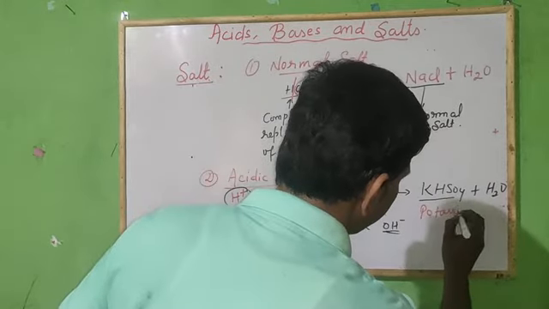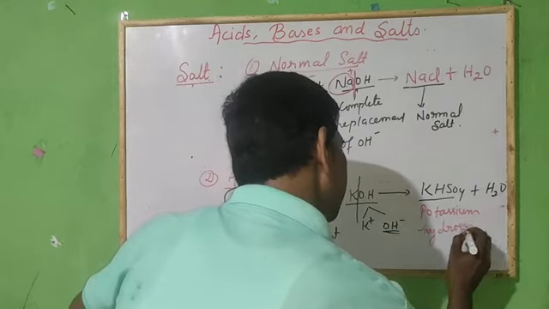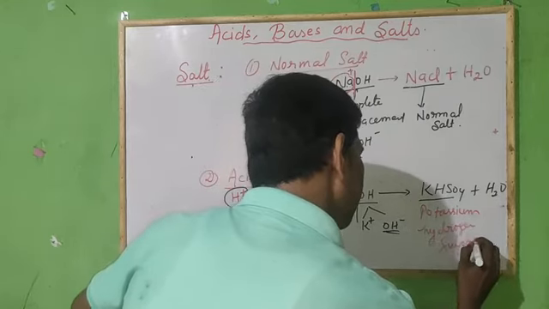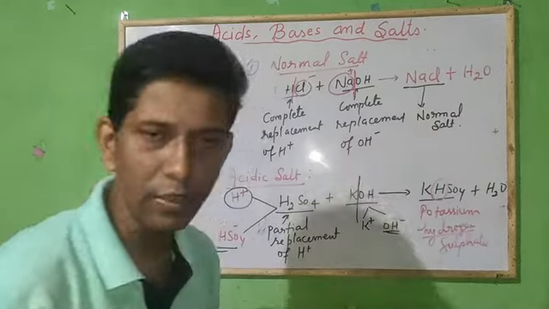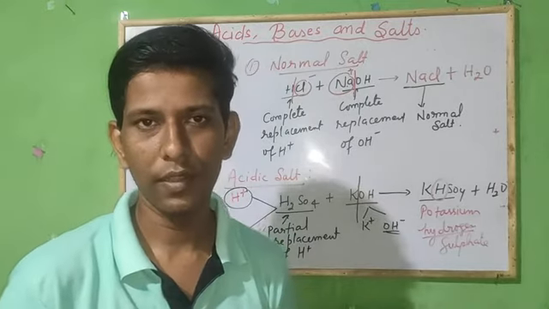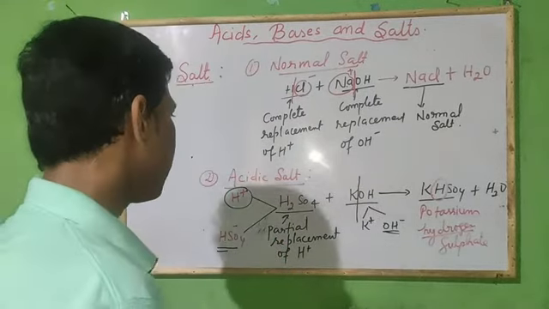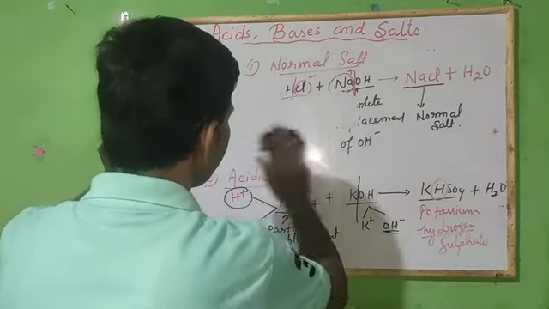Potassium hydrogen sulfate. So you can see hydrogen is there in the name also, and in the formula also you can see hydrogen is there. So it is an acidic salt. Clear? We have a few more examples, so one or two we can see.